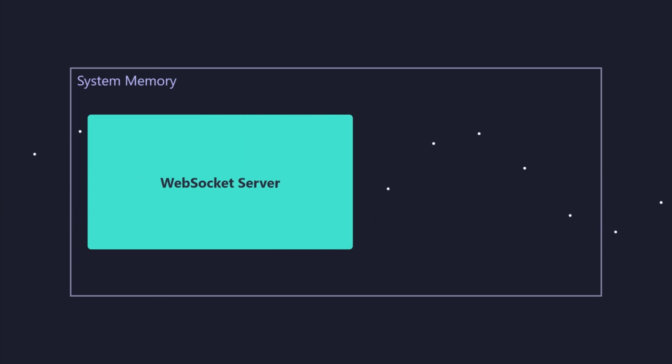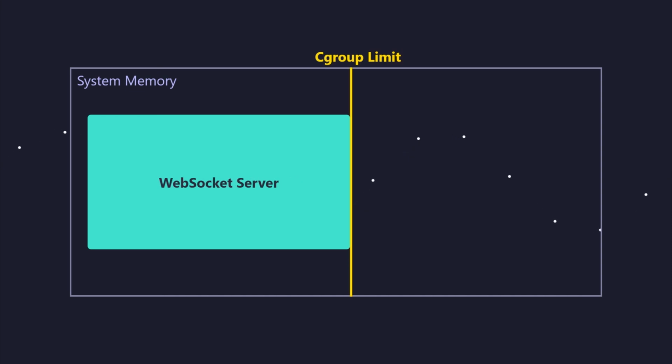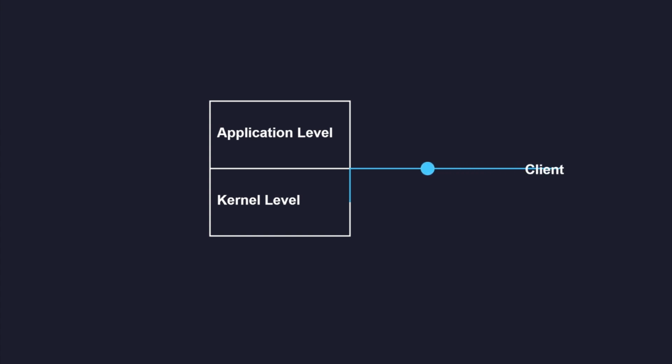Use Linux control groups to isolate the resources used by your WebSocket server. This prevents the application from consuming all system memory and causing the kernel to trigger the out-of-memory killer. Setting hard limits on memory and processor usage ensures system stability, even during unexpected traffic spikes.